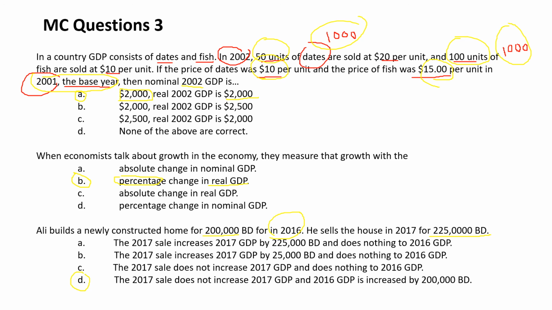The 2017 sale does not increase 2017 GDP, and 2016 GDP is increased by 200,000. Okay. So it has no impact on 2017 GDP because if you remember that GDP private investment expenditure includes only the sale of newly produced housing, which means that the sale of an existing home by its owner is not counted to avoid double counting. Okay, so it already was measured in 2016 GDP, so it has no impact on 2017 GDP.